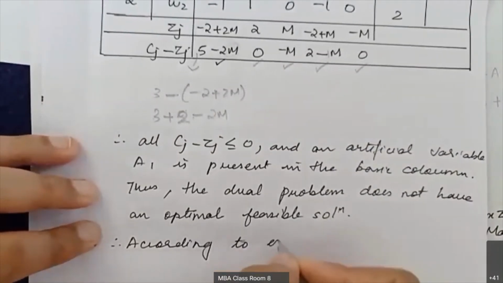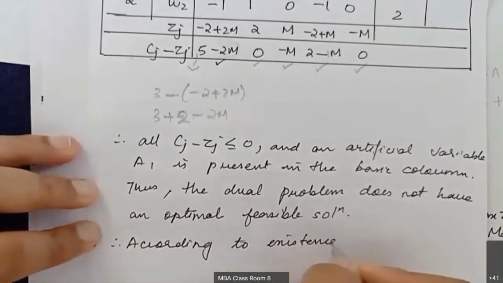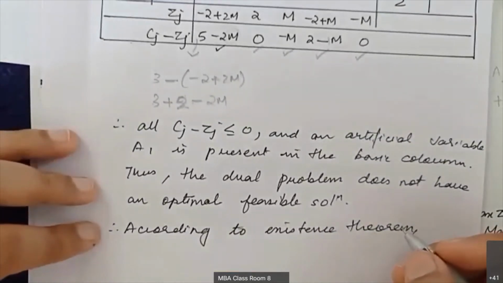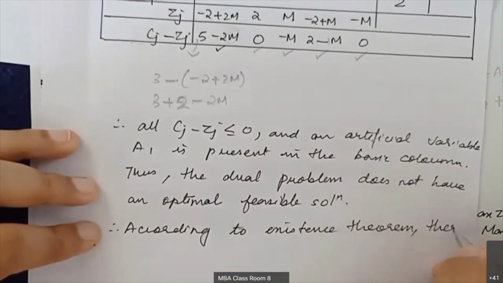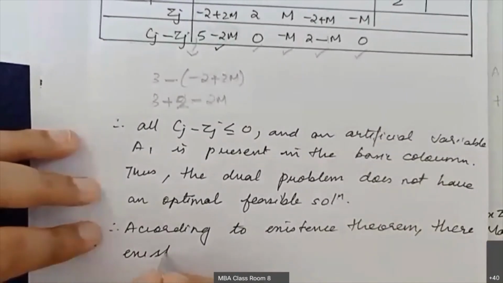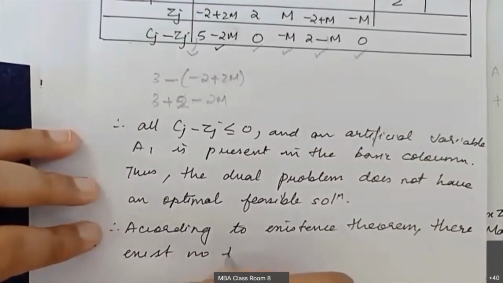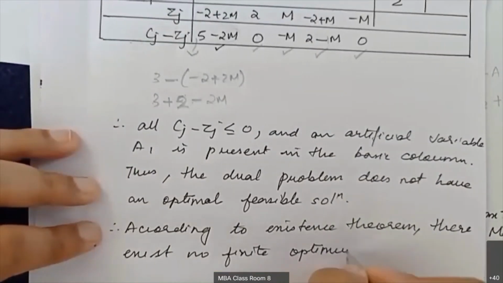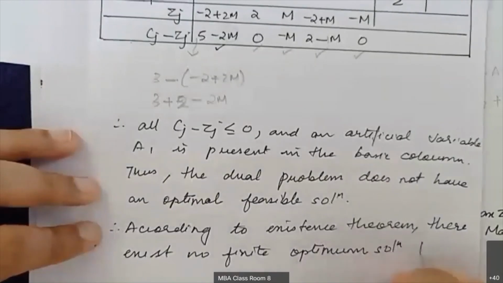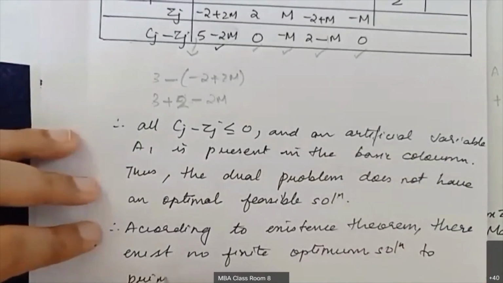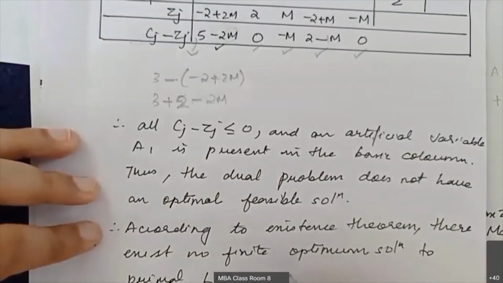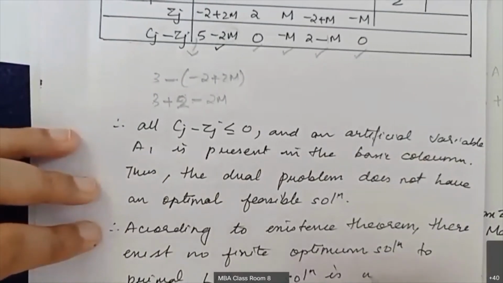Then according to the existence theorem, there exists no finite optimum solution to the primal problem. The primal LPP solution is unbounded.